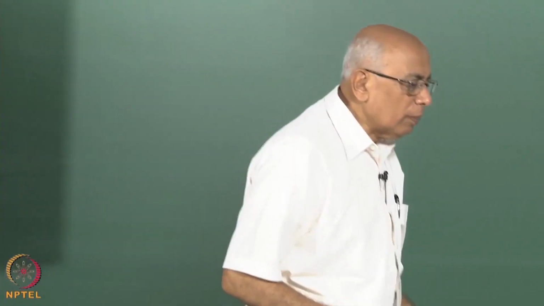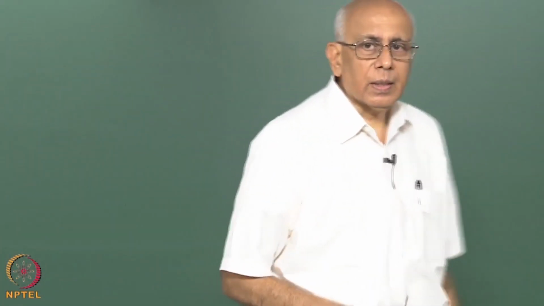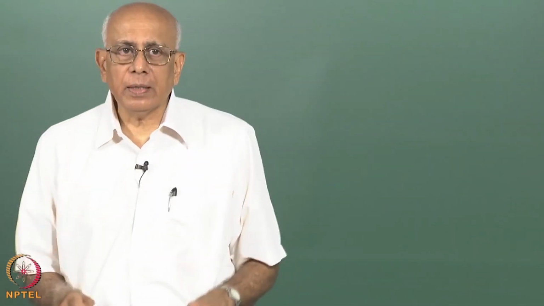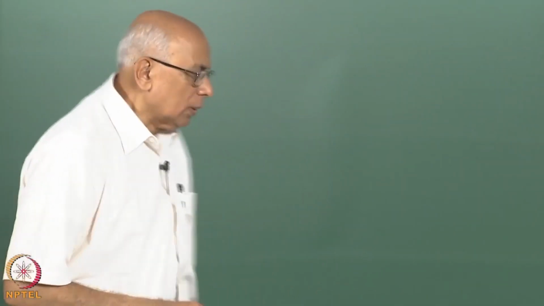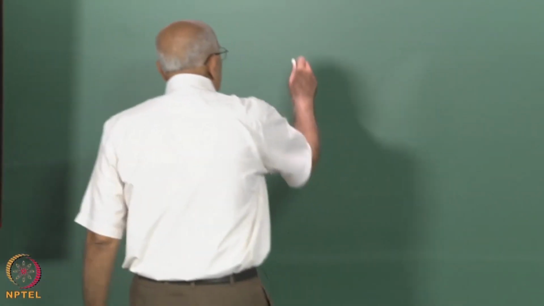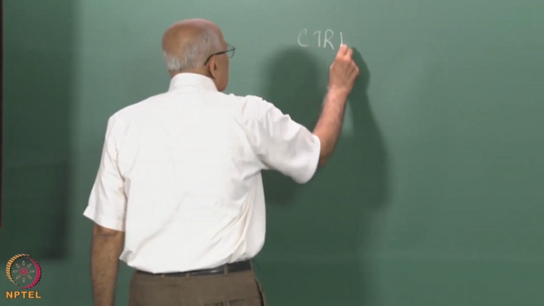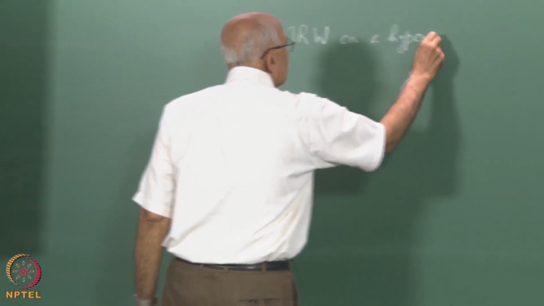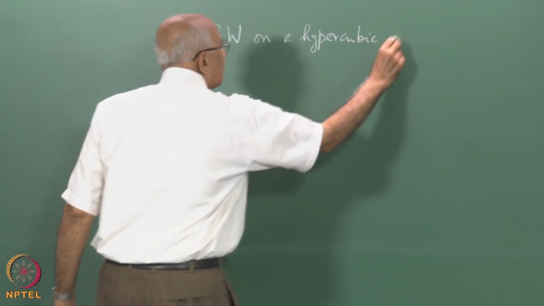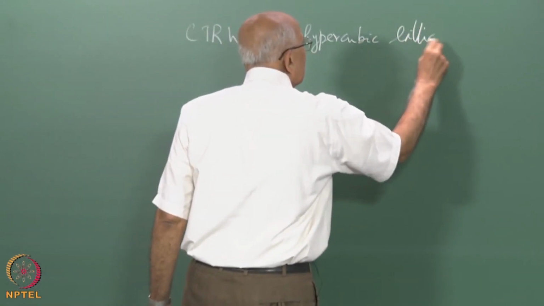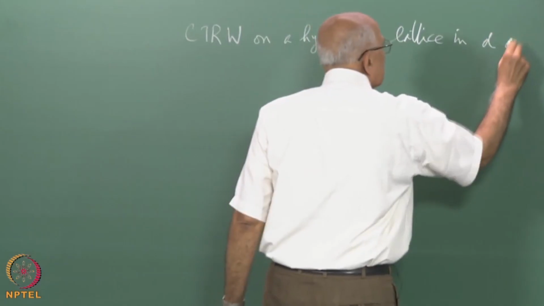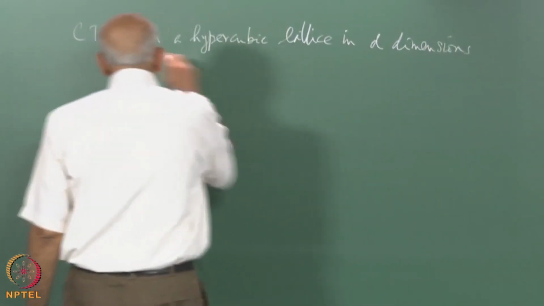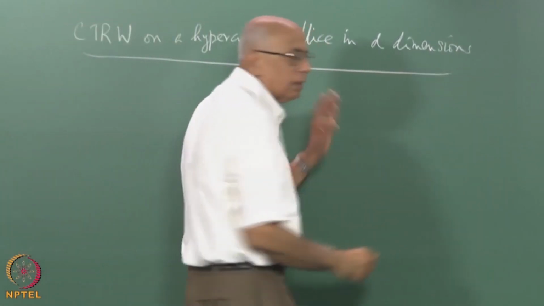Alright, today let us formally solve this problem of a continuous time random walk on a lattice in d dimensions. Just to be specific, let us take a hypercubic lattice. So here is the problem we are going to solve. It is a continuous time random walk on a hypercubic lattice in d dimensions. And we could specialize to d equal to 1, 2, 3, etc.